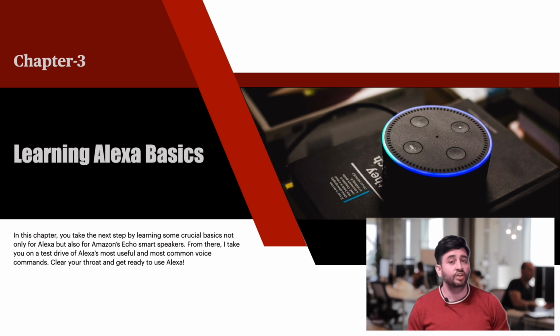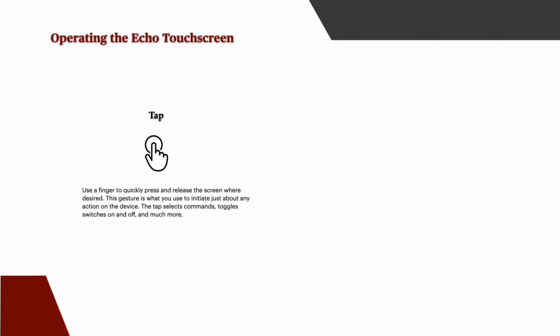There are several ways to get Alexa's attention. Here are the most common ones. Tap: use a finger to quickly press and release the screen where desired. This gesture is what you use to initiate just about any action on the device. The tap selects commands, toggles switches on and off, and much more.